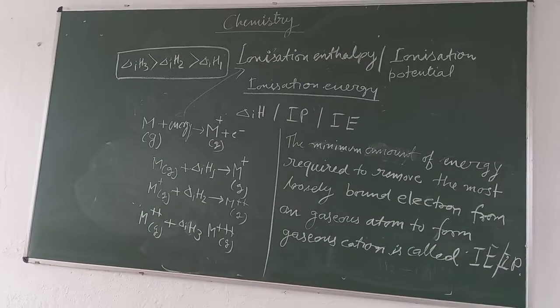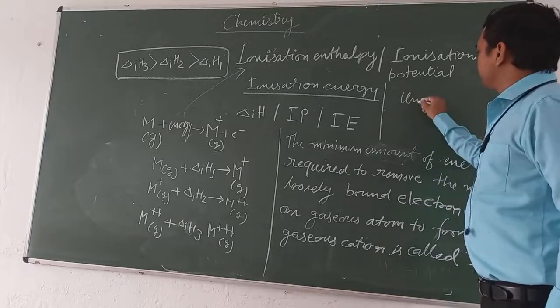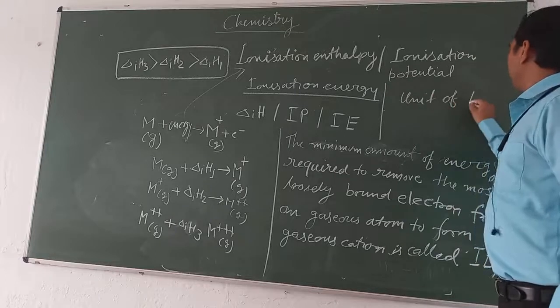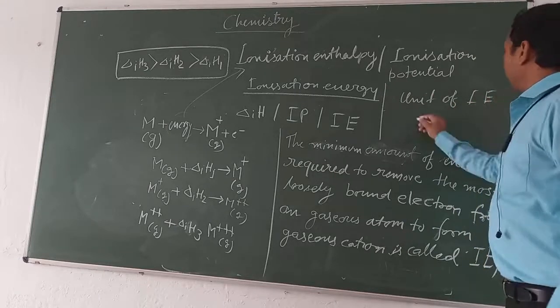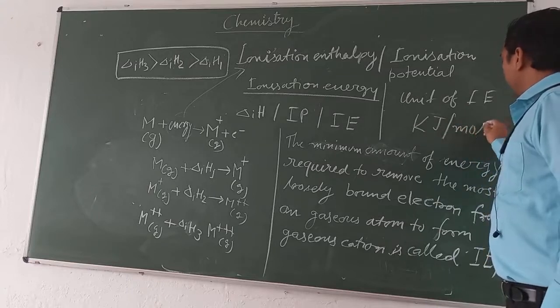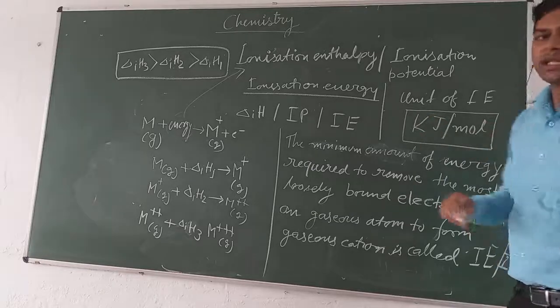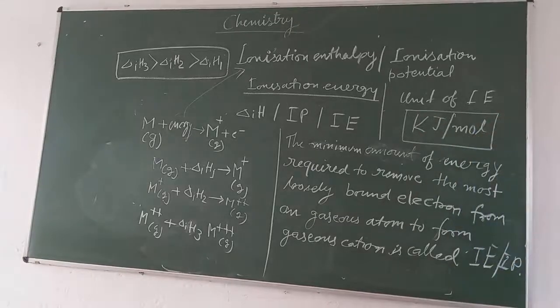Unit of ionization enthalpy: kilojoule per mole. Again, the unit of ionization enthalpy is kilojoule per mole.